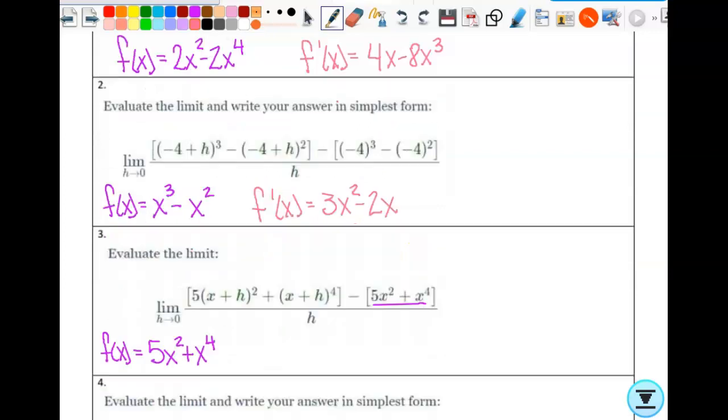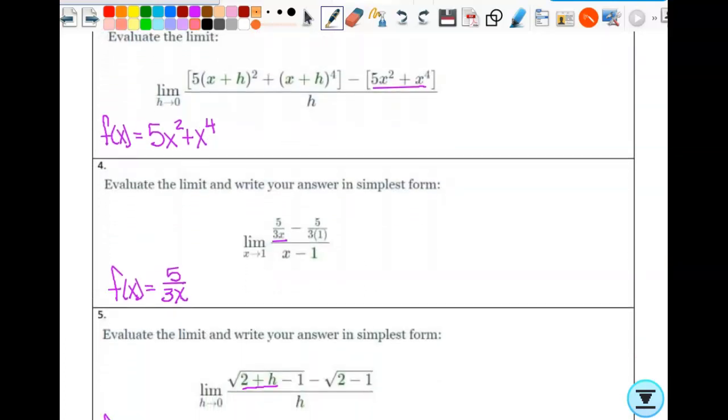Okay. So then, number 3, f prime of x would equal 10x plus 4x cubed. We all agree with that? Okay. So this one, we could work one of 2 ways, and I think maybe I'll work it both ways so that we can just look at the differences here and where our safe stops are.